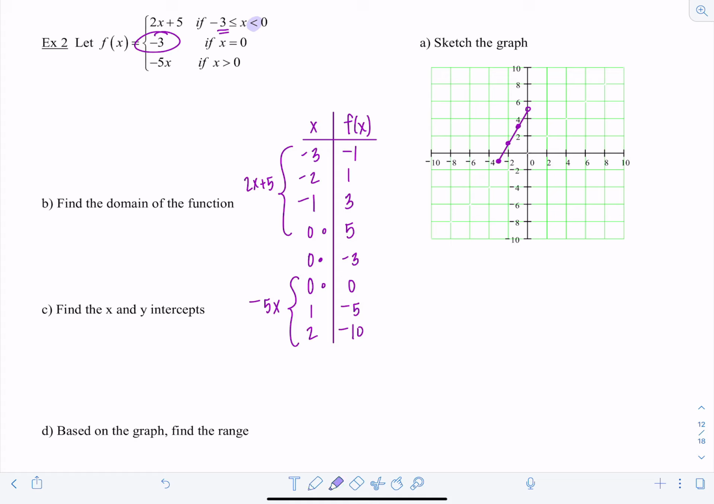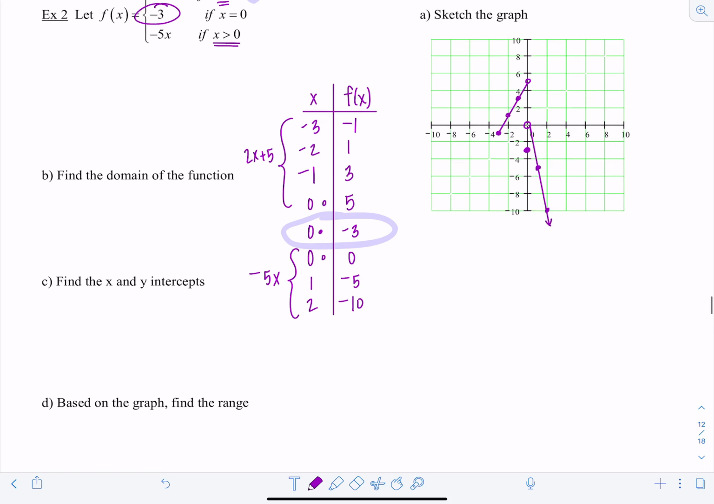All right, next part. At 0, I'm going to plot negative 3. There's that one little lonesome point. Okay, moving on. 0, 0, open circle. 1, negative 5. And 2, negative 10. So this part will have an arrow, right? Because this is unbounded. X is greater than 0 and it goes on forever and ever. Okay, good. There's our graph. How do you feel about it? It's all right. Okay. I mean, it's correct.